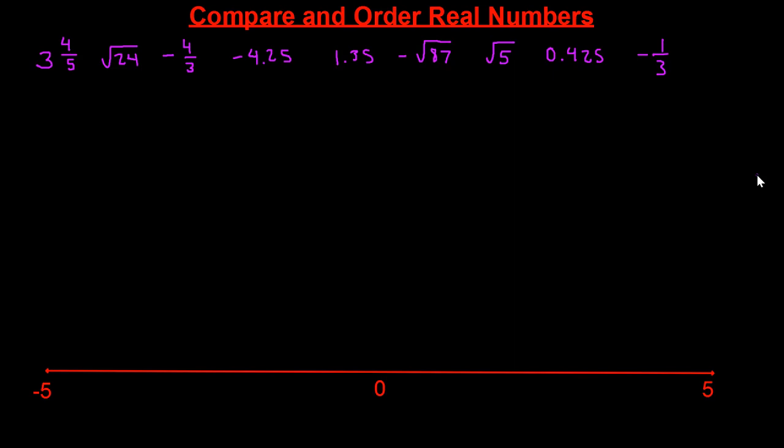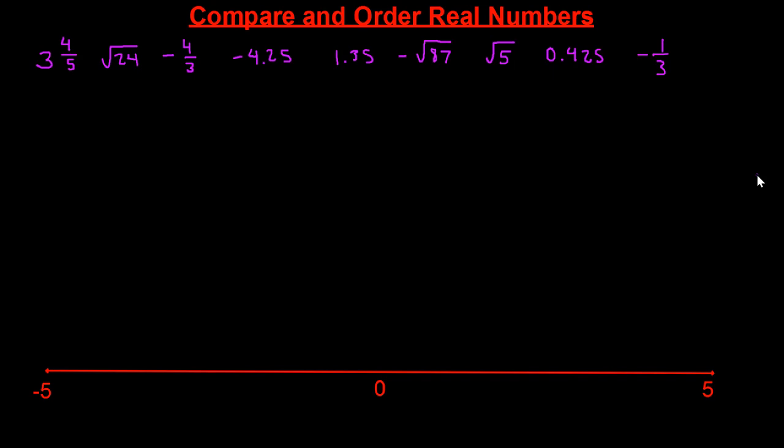Okay, so at this point, we know how to approximate square roots. We know how to turn everything into decimals. So what we want to work on here is comparing and ordering real numbers. As you can see, we have a number line at the bottom from -5 to 5, and we're going to put all of these numbers in the correct position on the number line.